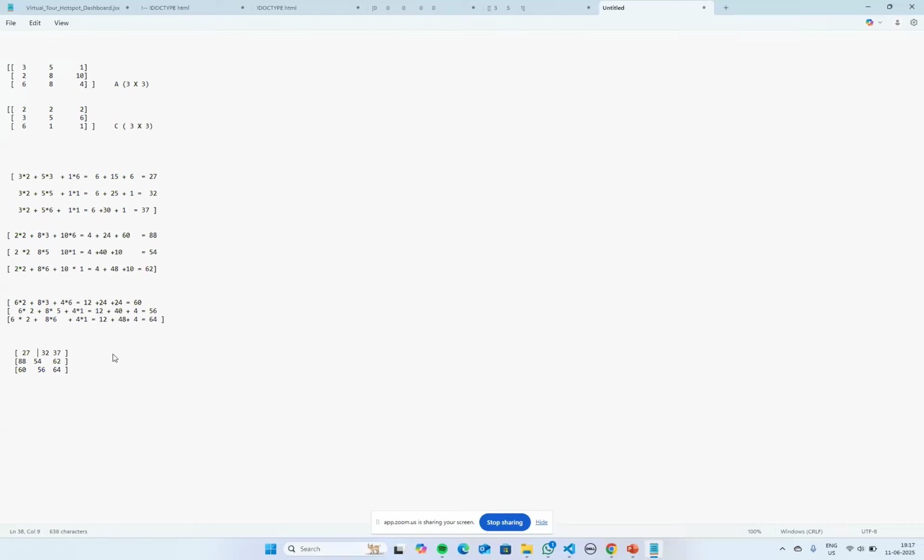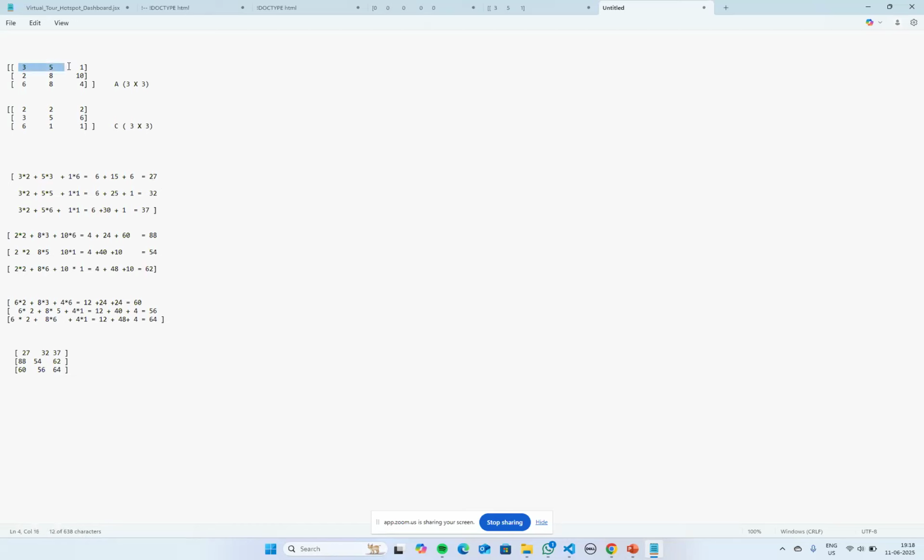It's not like what we did with the constant value, multiplying 3 into 2, then 5 into 2, and 1 into 2. It's not possible. So what we do is multiply all the rows with all the columns, and whenever different rows come in different columns, we need to add. For the first case, 3, 5, and 1, we multiplied 3 into 2, then added 5 into 3, then 1 into 6. Using this we get the first element value.